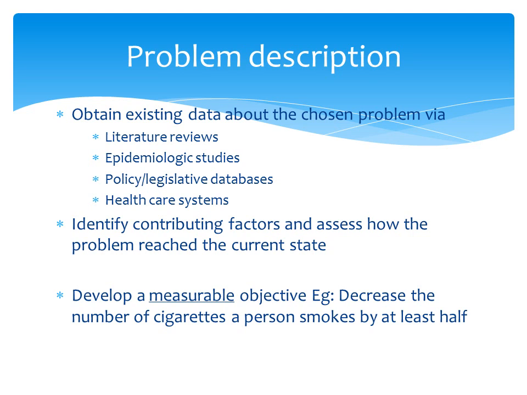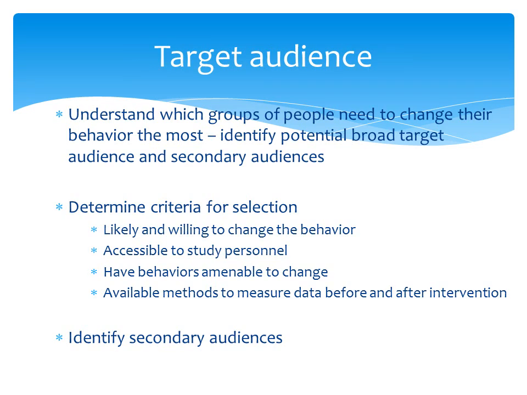Next to the phase of audience selection. It is key to understand which groups of people need to change their behavior the most. Secondary audiences are the ones who can influence the behavior of the target audience. It's important to realize that social marketing cannot reach everybody and has to be targeted at the people who will benefit most from the intervention. The criteria for selection must include people who are likely and willing to change, who are accessible to study personnel, who have behaviors amenable to change, and availability of methods to measure data before and after intervention.